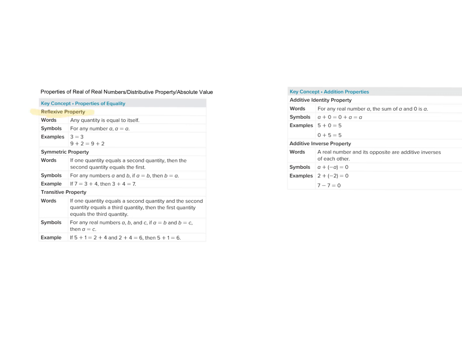The reflexive property. Here's some examples. Any quantity is equal to itself. 3 equals 3. 9 plus 2 equals 9 plus 2. The symmetric property of equality says that if 7 equals 3 plus 4, then 3 plus 4 equals 7. The transitive property says if 5 plus 1 equals 2 plus 4, and 2 plus 4 is 6, then 5 plus 1 equals 6. If A equals B, and B equals C, then A equals C. That's the transitive property of equality.